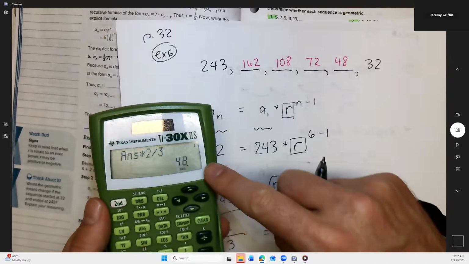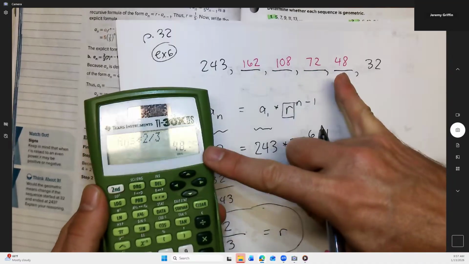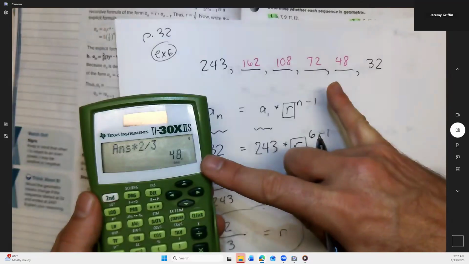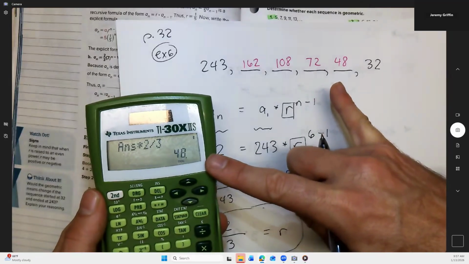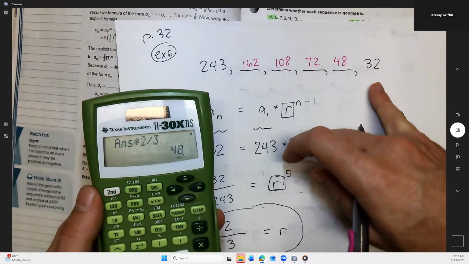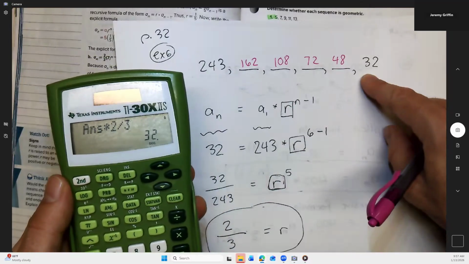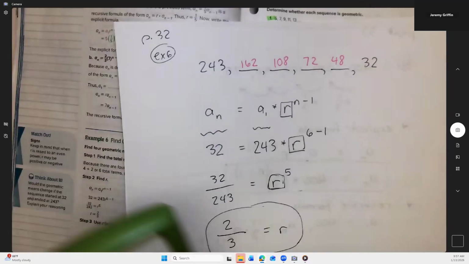Okay, guys, now that my calculator says 48, if I hit enter one more time, what number does it have to say to bring this all around? 32? Is it 32? Oh yeah! Math wins again.